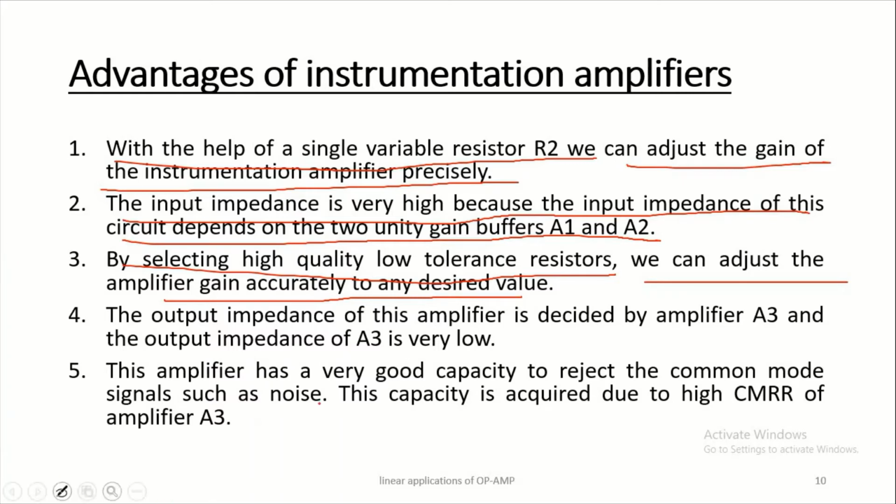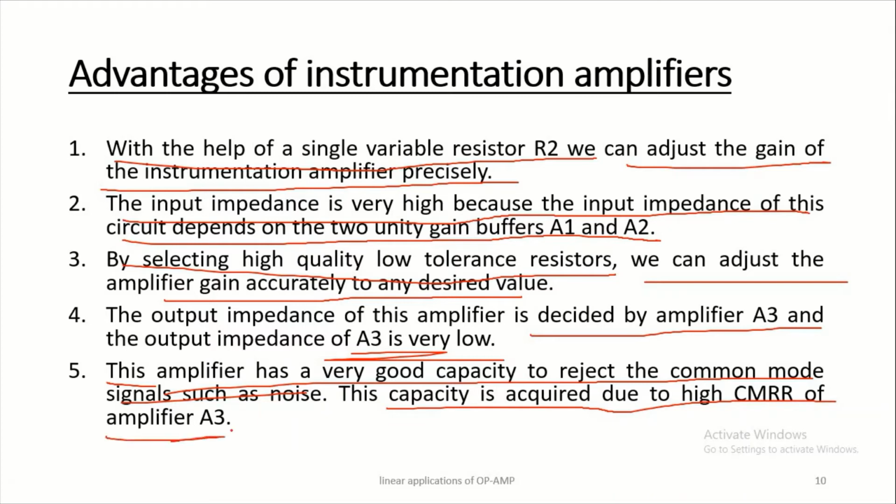The output impedance of this amplifier is decided by the amplifier A3, and the output impedance of A3 is very low. That means input impedance depends on the amplifiers A1 and A2, and output impedance depends on A3. This amplifier has a very good capacity to reject a common mode signal such as noise. This capacity is acquired due to the high CMRR of the amplifier A3.